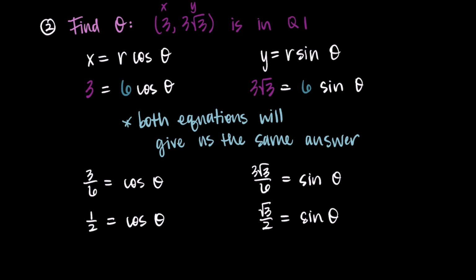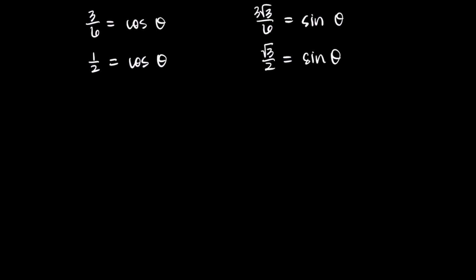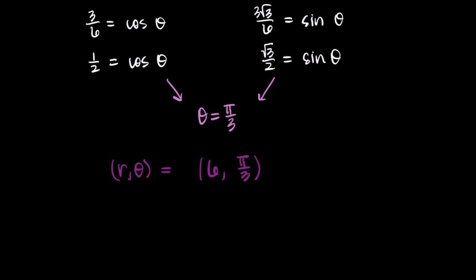Now, this should correspond to a value on my unit circle, where cosine is 1/2 and sine is square root of 3 over 2. And if I look at my unit circle, I should see that this is the angle pi over 3. So pi over 3 has a cosine of 1/2 and a sine of square root of 3 over 2. And so I found my theta. This means my final answer in polar coordinates for r and theta is 6, pi over 3. And there we go.